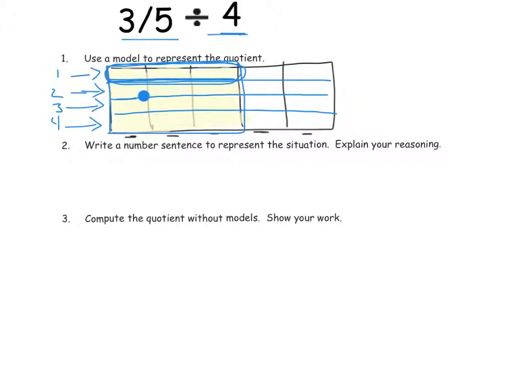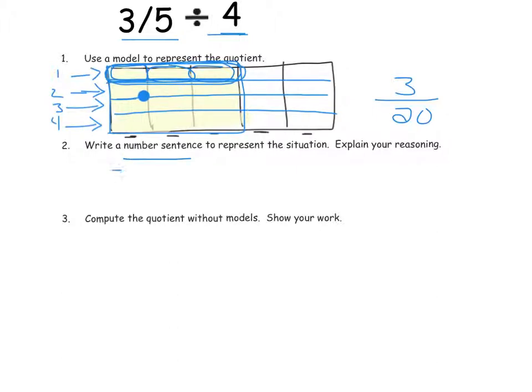So how did we split that up? How many pieces do we have? We have 1, 2, 3, 4 times 1, 2, 3, 4, 5. So our rectangle was split into 20ths, but this time they each got 3. So they got 3/20ths.